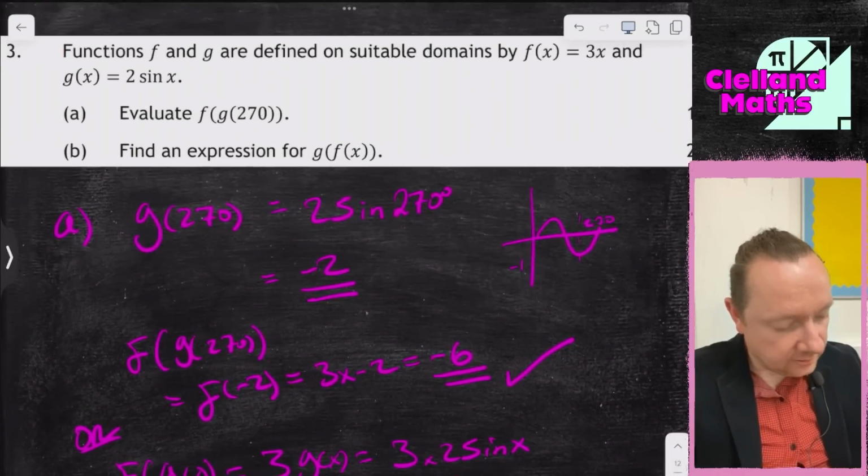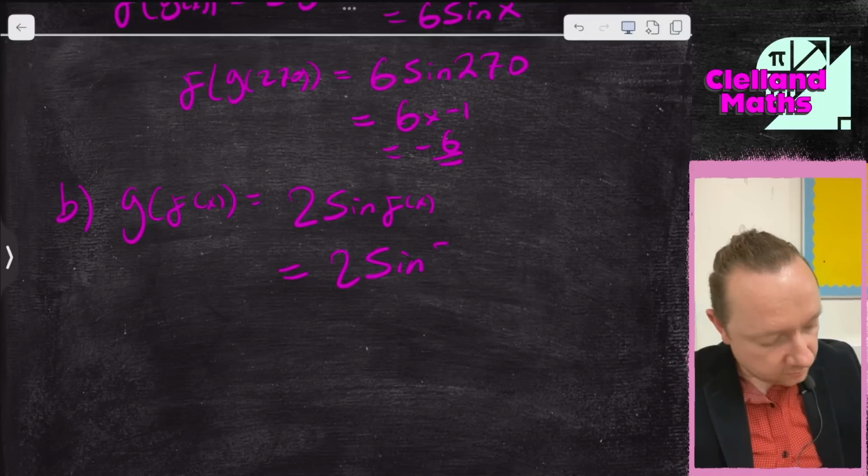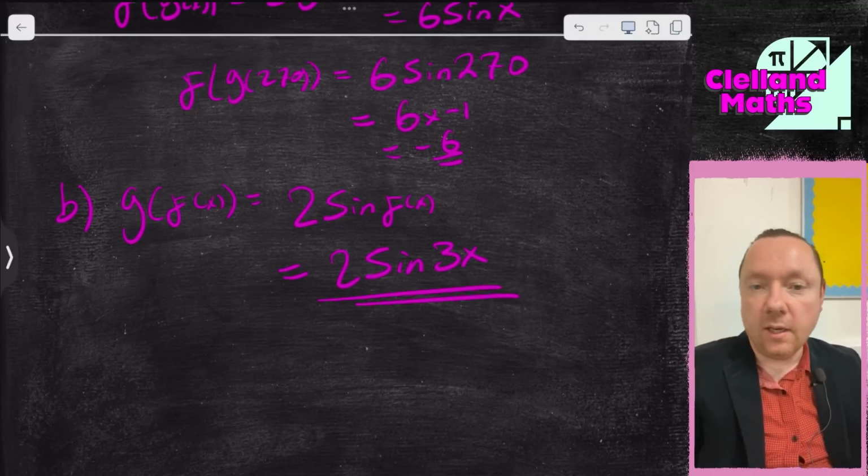My f of x is 3x, so that's 2 sine 3x, and we're done there.